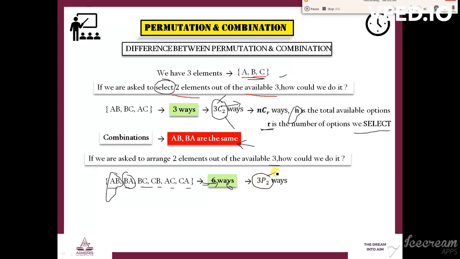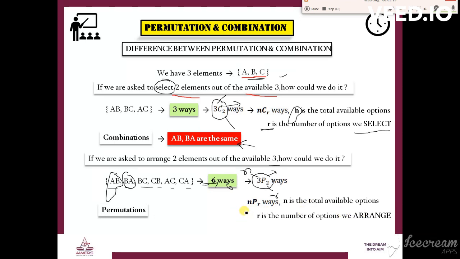P is nothing but permutations. Here 3 means N, the total available options. This 2 is R, the total number of options we are going to arrange, not select. In permutation it is not selection, it is arrangement. Clear? So we write this as NPR. Out of N things, if I am going to arrange R, I will get NPR ways. N is the total available options and R is the number of options we are going to arrange.